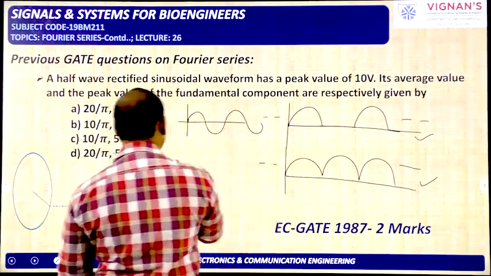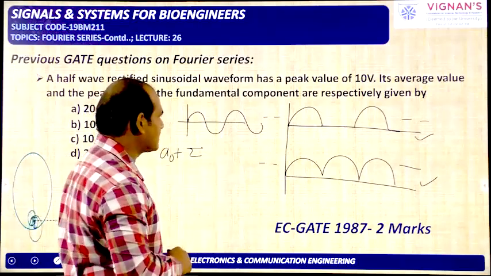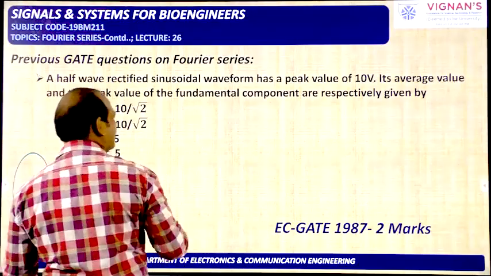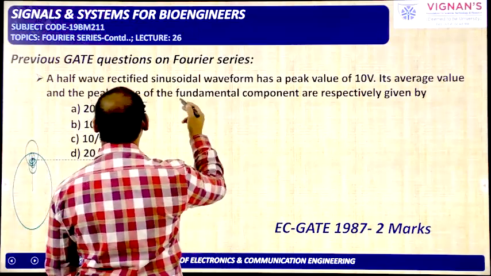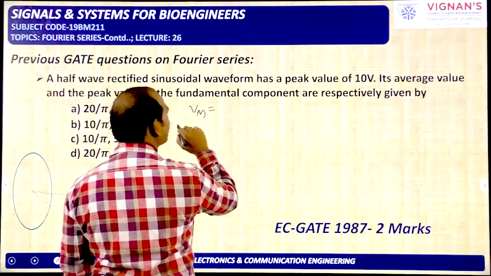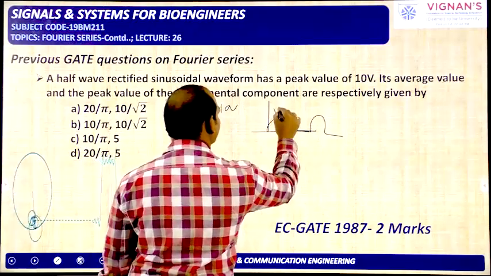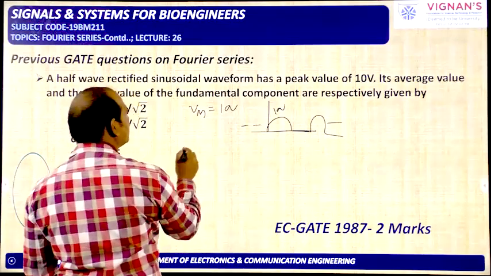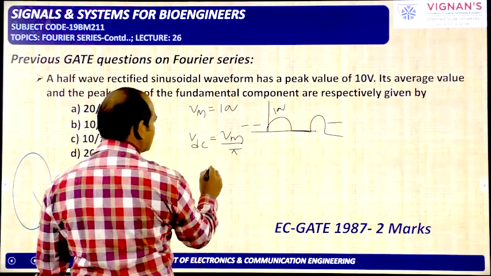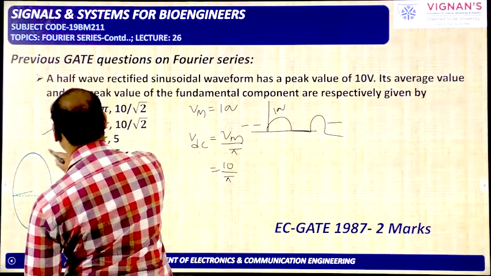So it has some DC term A0 and some AC terms will also be available, like cosine terms and sine terms, and the second one also. So what is the DC value of the half-wave rectified signal? That is what they have asked, and the peak value is given. For example, the peak value Vm is equal to 10 volts. The signal is this one. You need to find the average value or DC value of the signal. It is given by Vm by pi, that means 10 by pi. So 10 by pi is available in options B and C.